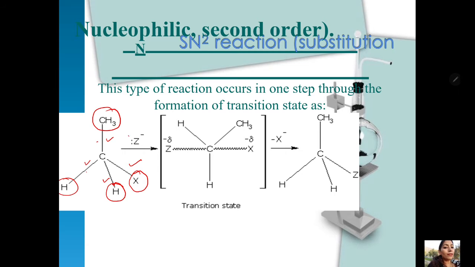First, when the nucleophile attacks, everything is attached to a single carbon and that will be the transition state. What is the transition state? See, both the hydrogens are attached here, the halogen is attached here, the nucleophile is attached here and the methyl group is also attached here. From this transition state, the halogen will release and we will get one compound.